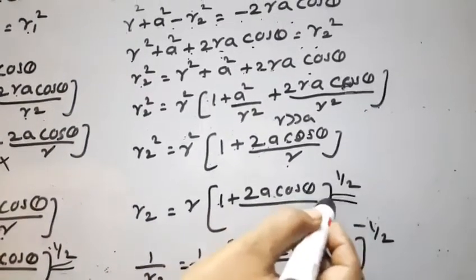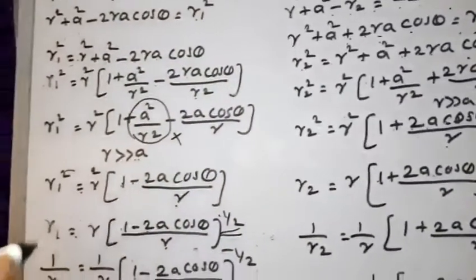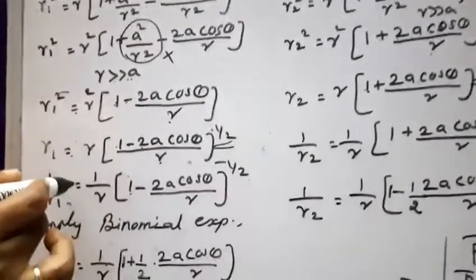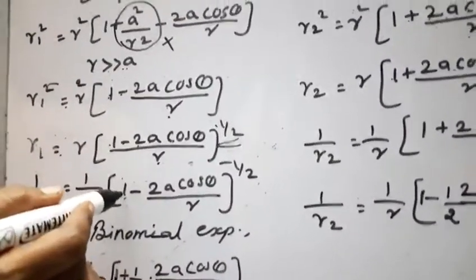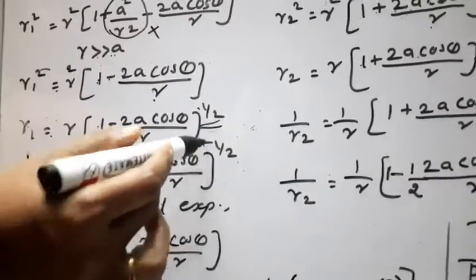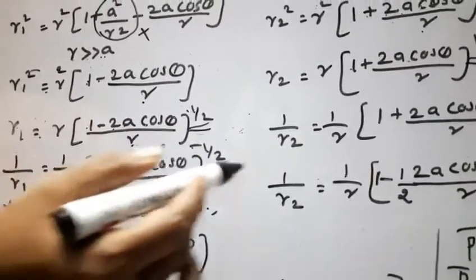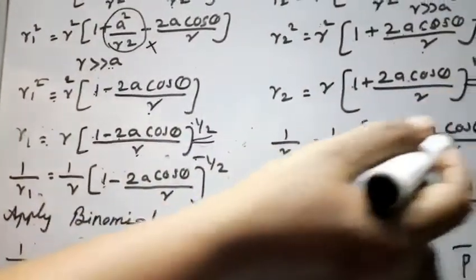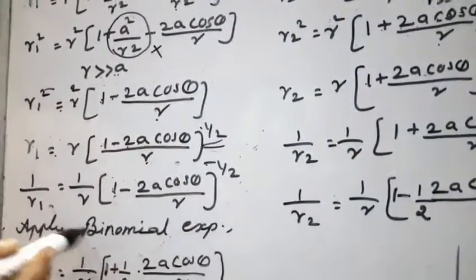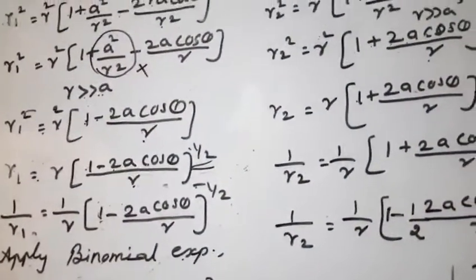And next, the reciprocal value we have to write: 1 by R1 equal to 1 by R. The reciprocal means the power is changed to minus half. And here also the power is changed to minus half for the 1 by R2 value. Next, by applying the binomial expression, the power should be included inside.